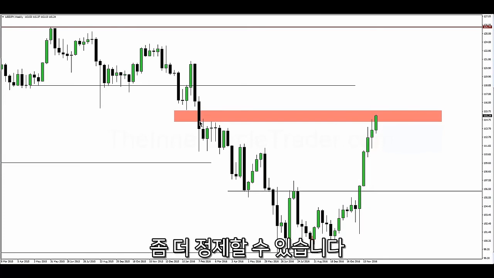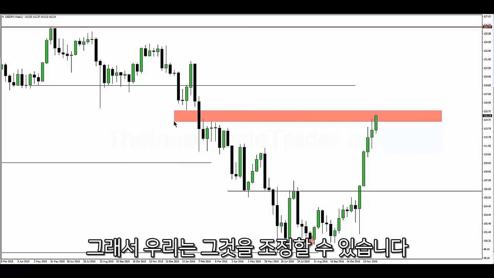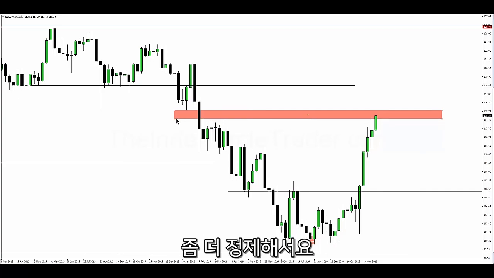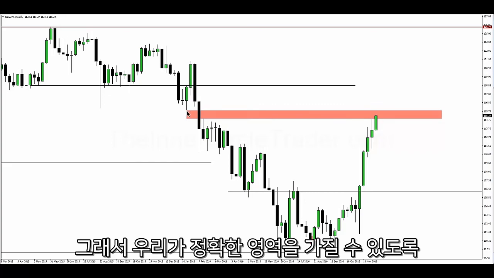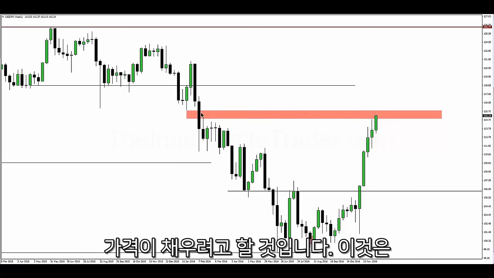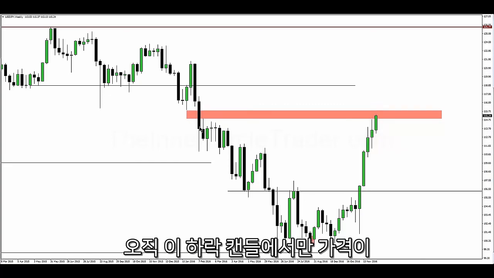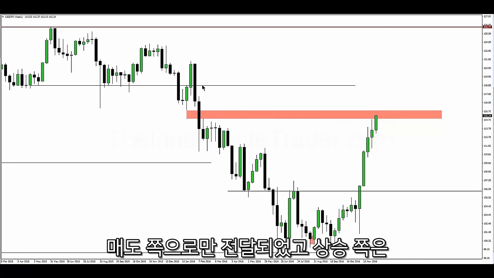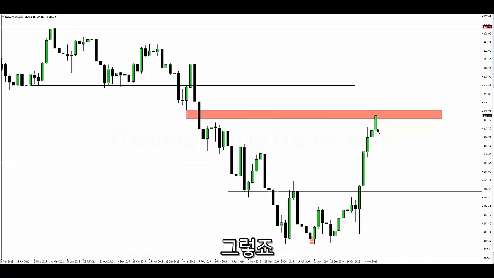You can see the wick over here and the wick right here, so we can adjust that and refine it a little bit more. That way we can have the exact area at which price will look to fill in. It's only on this down candle that price was delivered on the sell side. No upside's been offered until now. We're starting to see it.